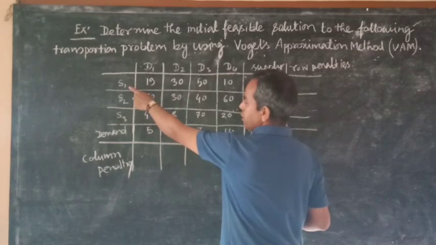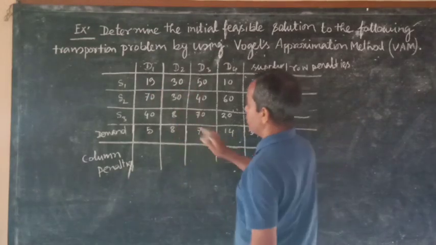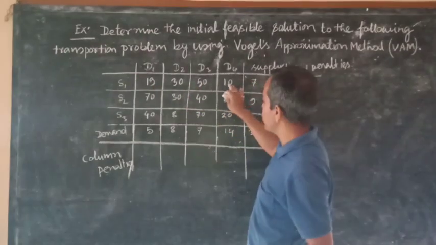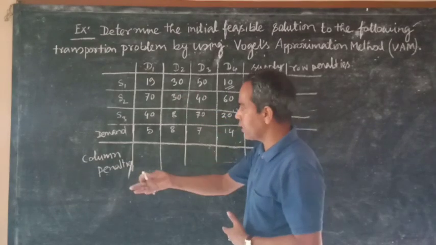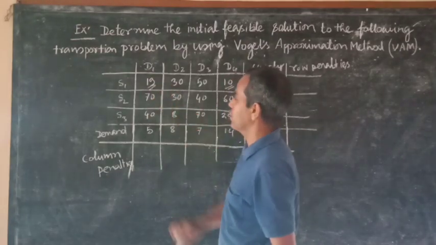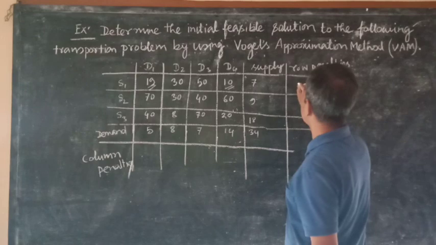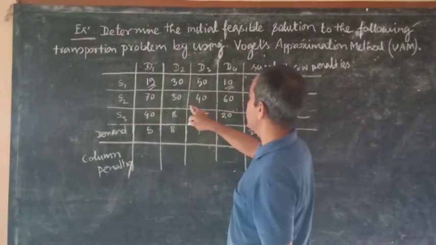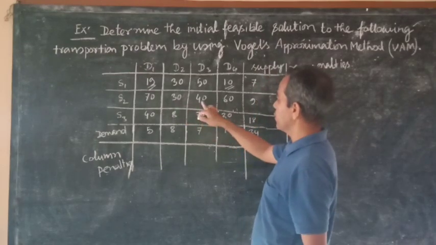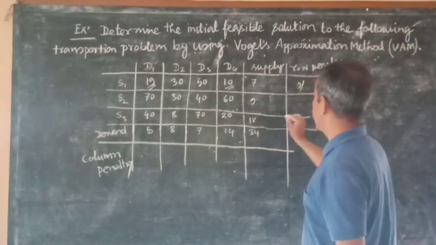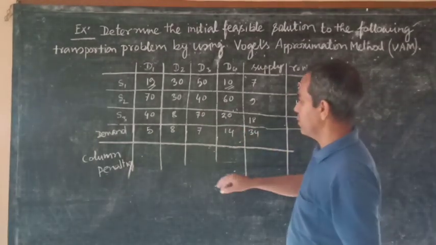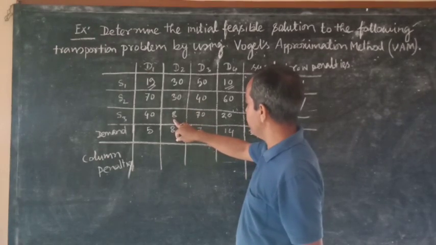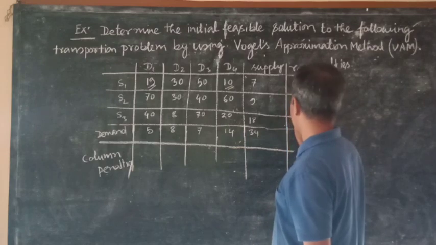First penalty, for the row S1, you consider only the transportation costs from 90 to 10. Of all these transportation costs, the smallest value is 10, and just greater than that, the second smallest value is 19. So the penalty will be 9. Next for S2 row, smallest value 30, just greater than that transportation cost 40, so penalty is 10. For S3 row, smallest transportation cost is 8, just greater than is 20, so difference is 12.